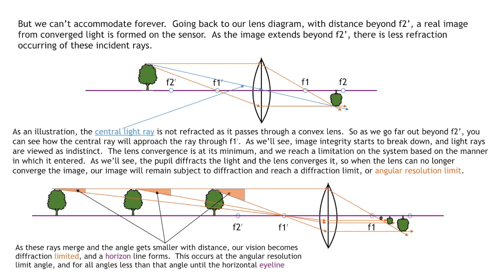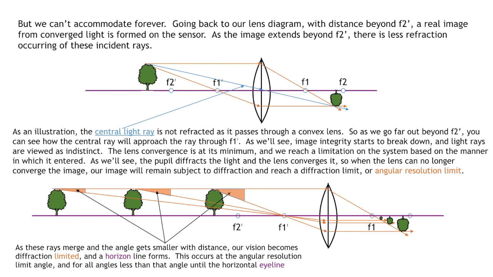So again, we'll take our blue central ray, just to reiterate the point. As an illustration, the central light ray is not refracted as it passes through a convex lens. So as we go far out beyond f2 prime, you can see how the central ray will approach the ray through f1 prime. As we'll see, image integrity starts to break down and light rays are viewed as indistinct. The lens convergence is at its minimum, and we reach a limitation on the system based on the manner in which light entered. And that is diffraction.